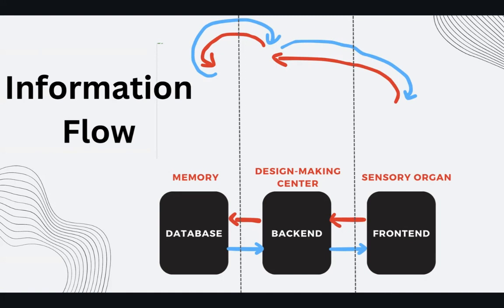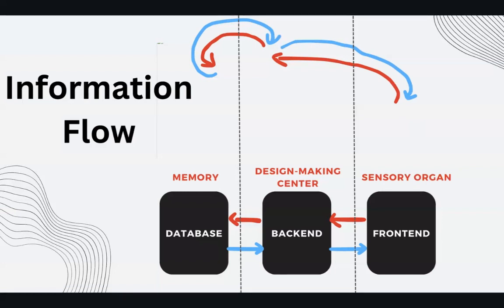Once the front end sends its request, the back end, or the brain of our operation, gets to work. If the front end is about interaction, the back end is all about logic, processing, and decision-making. Built on server-side technologies like Node.js and Express, the back end handles complex operations, authentication, and data processing.